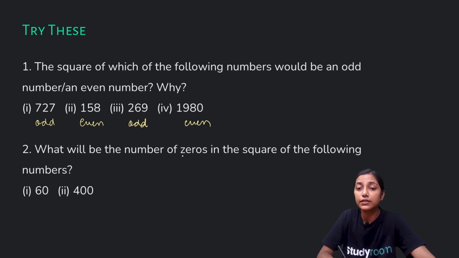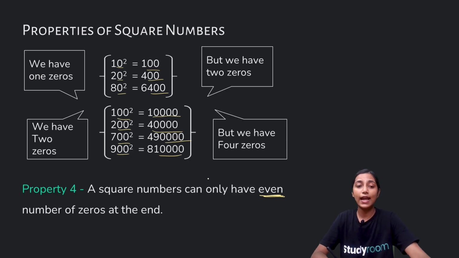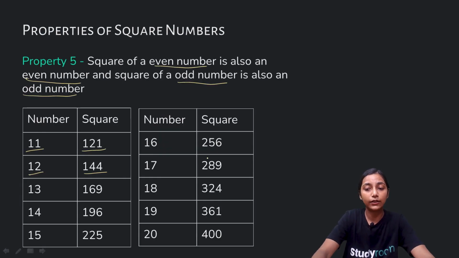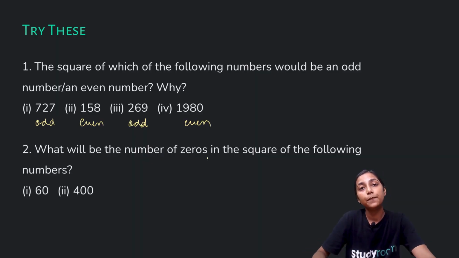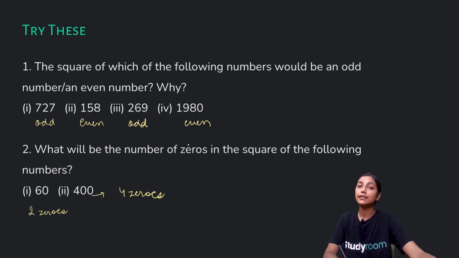What will be the number of zeros in the square of the following numbers? So we know from property number 4 that a square number can only have an even number of zeros at the end. And I told you that for squaring, the number of zeros gets doubled in the square. So since it has only one zero, its square will have 2 zeros. And it has 2 zeros, so its square will have 4 zeros. The number gets doubled.